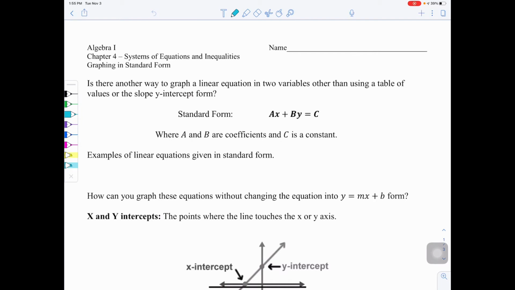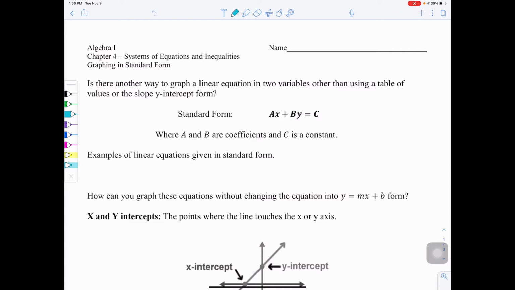Our next lesson is called Graphing in Standard Form. So I pose you with this question. Is there another way to graph a linear equation in two variables other than using a table of values or slope-intercept form? Now remember, slope-intercept form is y equals mx plus b. So here you're looking at the answer to that question, which is what's called standard form.